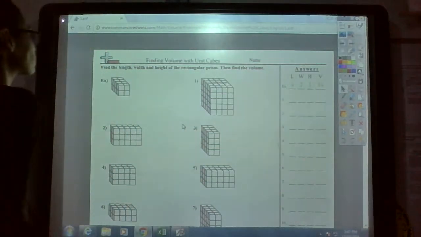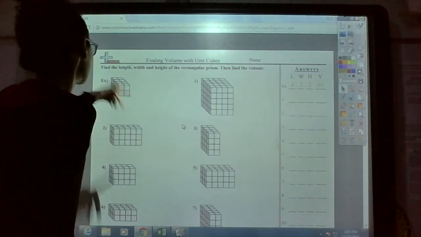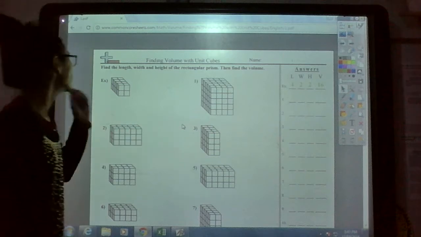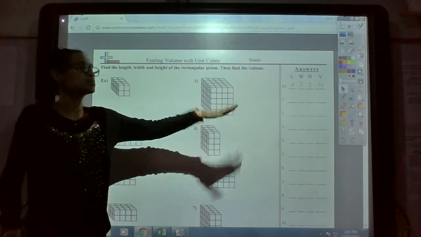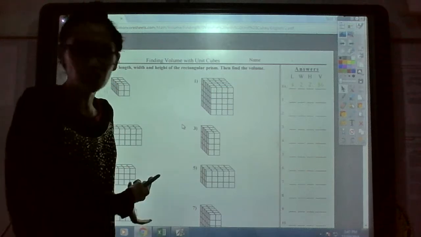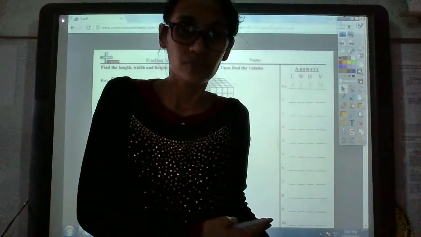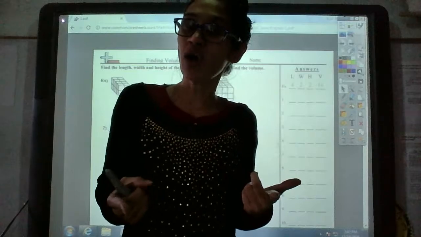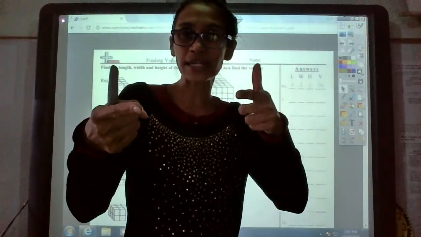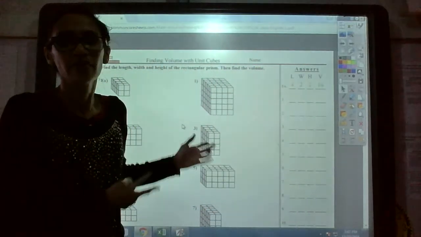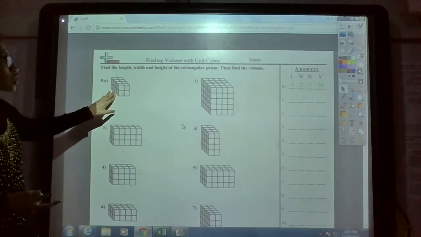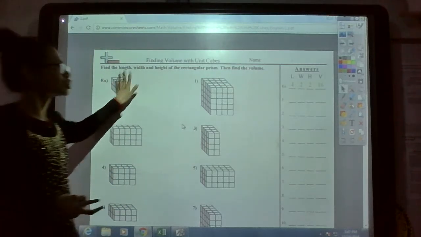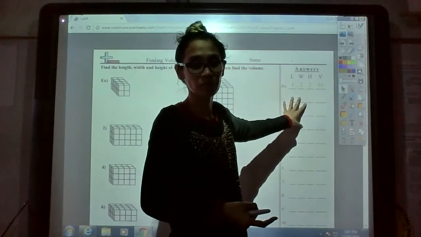Can you see it? I can't make it any bigger because we need that. It says find the length, width, and height of the rectangular prism, then find the volume. So we've been doing practice of this, so you should know. But if not, I will help you right now. Let's look at the first one. They did it for you. Here's the example rectangular prism right here. And you have to put your answers over here, okay?